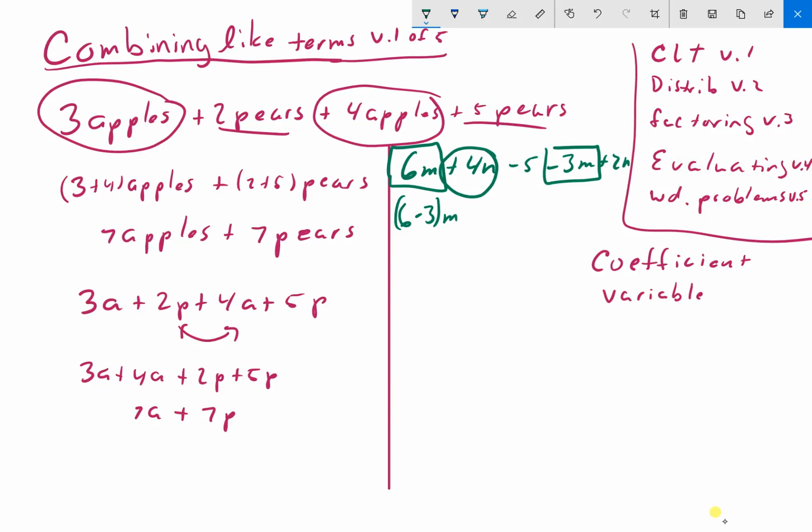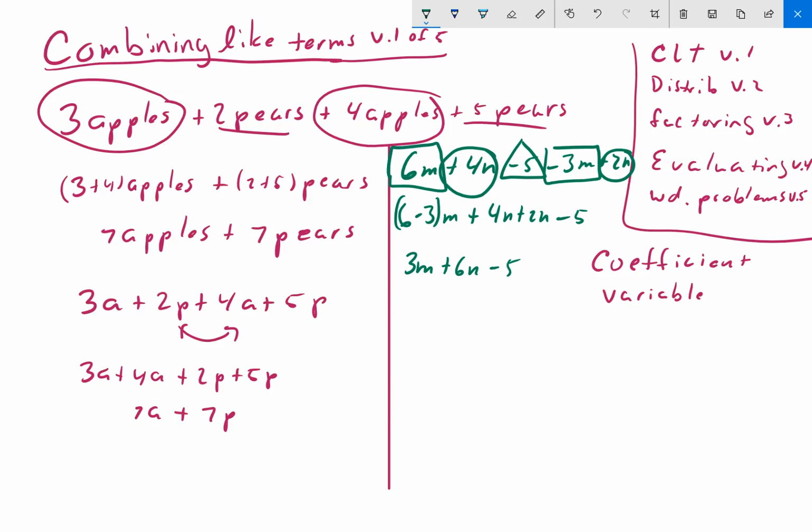Then I have 4n, positive 4n, and positive 2n. And a lot of times students will just say 4n plus 2n, and they'll completely ignore the fact that there should be an addition sign there. And then finally, I just have one constant. I have a negative 5. So that gives me 6 minus 3 is 3 m's. I have 4n plus 2n, which is 6 n's, and a negative 5.